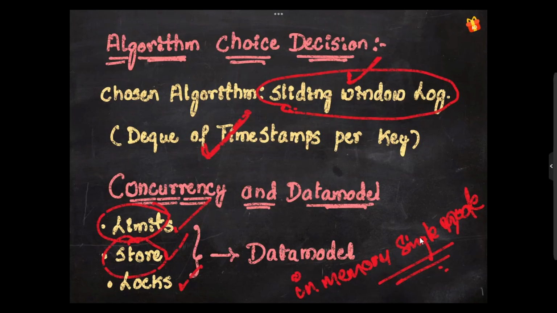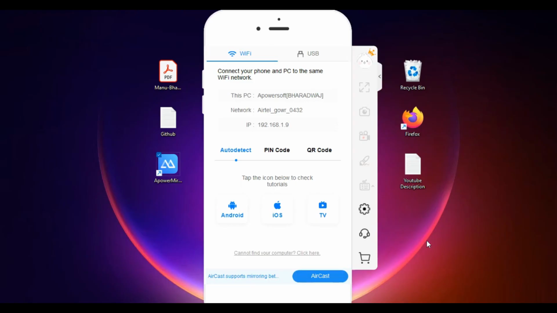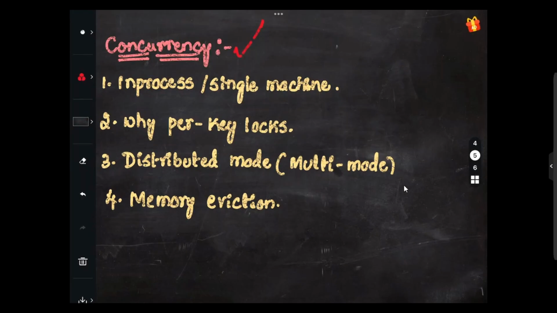Next, before writing the code, let's discuss the concurrency model. The first thing that comes to our mind is in-process or single machine. Here we can make use of a per-key lock to minimize the contention and make the operations atomic.